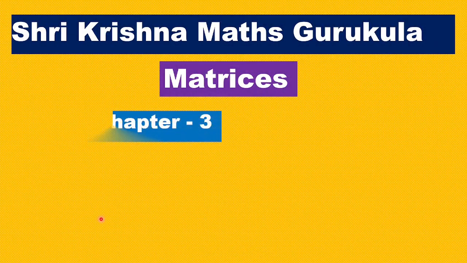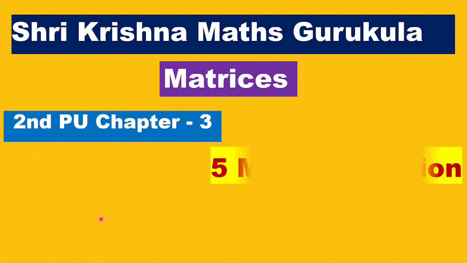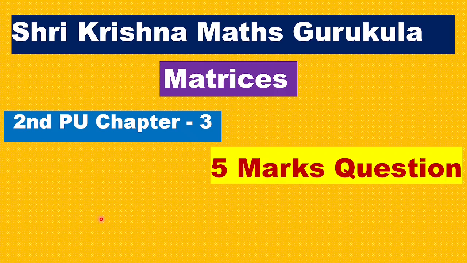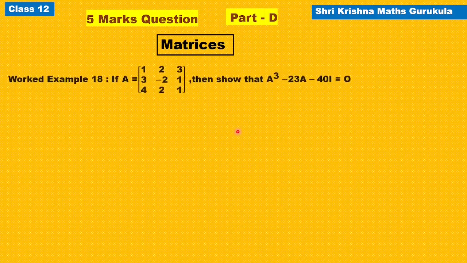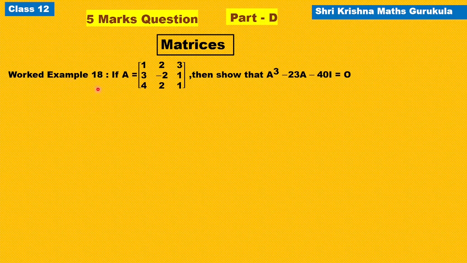Hi students, in this video we will be solving an important possible question, a 5-marker question from Matrices chapter. In Karnataka PU board exam in part D, a 5-marker appears from Matrices chapter and this is one of the possible questions. In this video we will be solving a worked example and it is worked example 18.